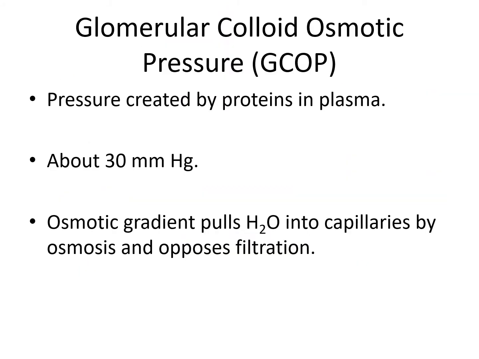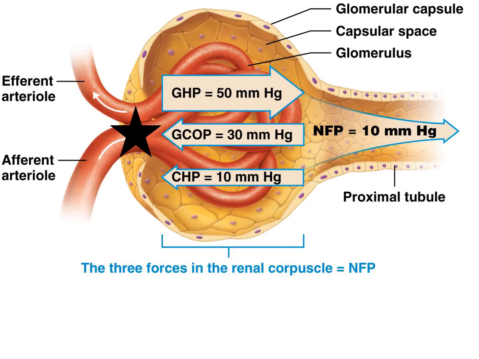Another important pressure is the glomerular colloid osmotic pressure, and this is due to the pressure created by proteins in the plasma. The proteins in the plasma are going to try to pull water back by osmosis. This is about 30 millimeters of mercury. The osmotic gradient pulls water into the capillaries by osmosis and opposes filtration. So this is going to antagonize, or go against, the glomerular hydrostatic pressure. That's why the arrow is going to the left. It's a smaller arrow because 30 is smaller than 50. So far, our glomerular hydrostatic pressure is still winning.